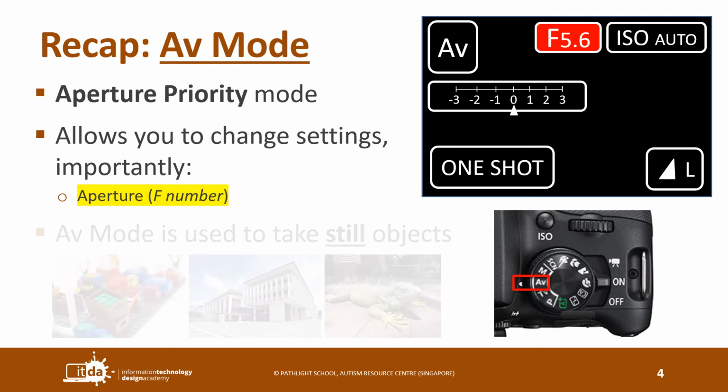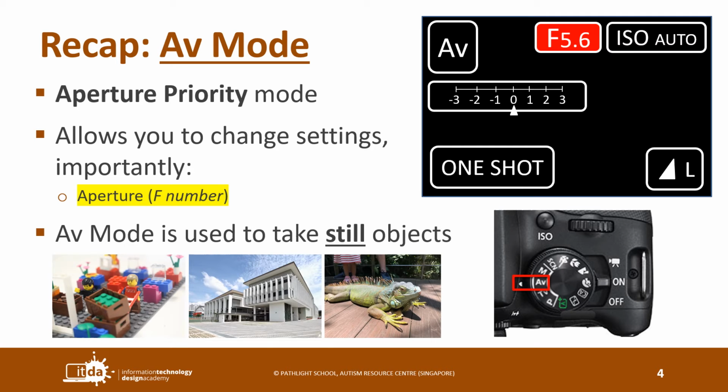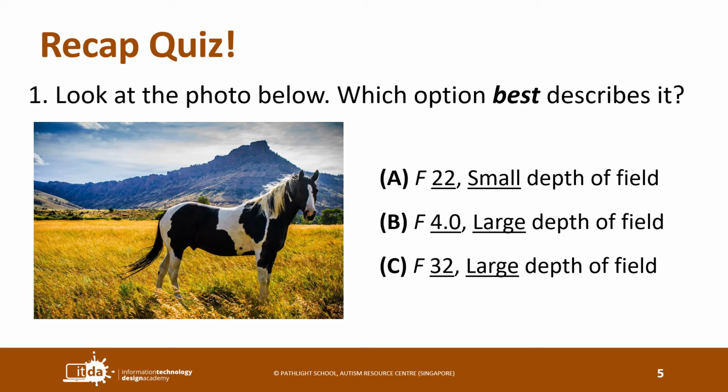All right. And back to AV mode, we learned that in AV mode, since it allows you to change the F number and the depth of field, it allows you to take a lot of pictures of still objects, things that don't move, such as your Lego, a building, as well as still animals like an iguana, for example. Okay, so we learned that when we want to take pictures of still things, things that are not moving, AV mode is the mode to use. All right. Now let's do a quick recap quiz.